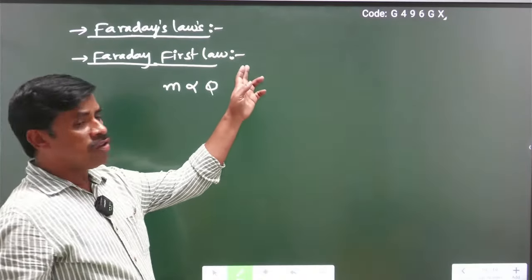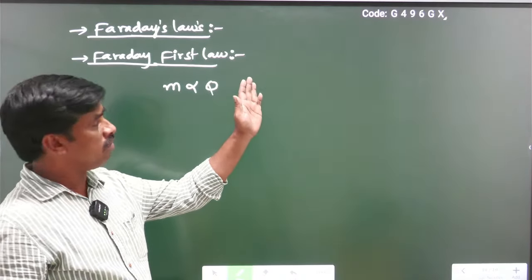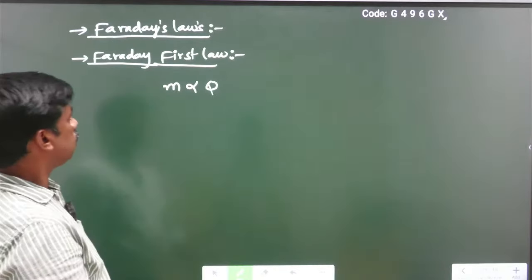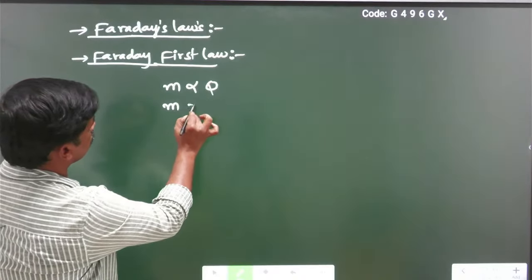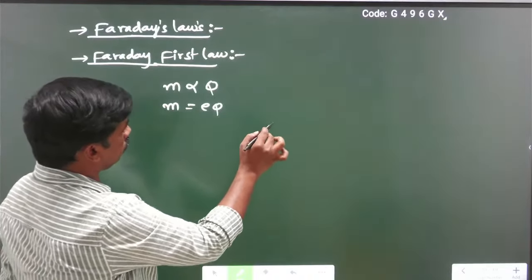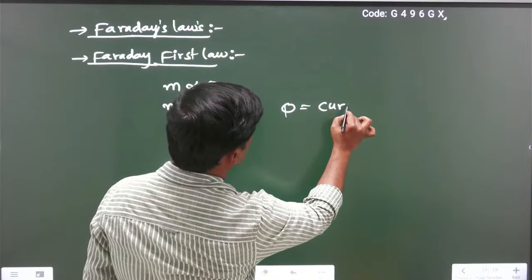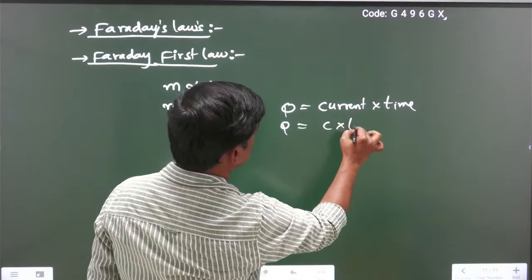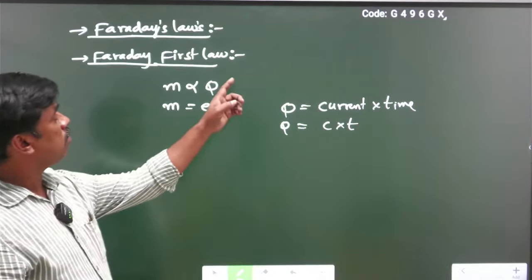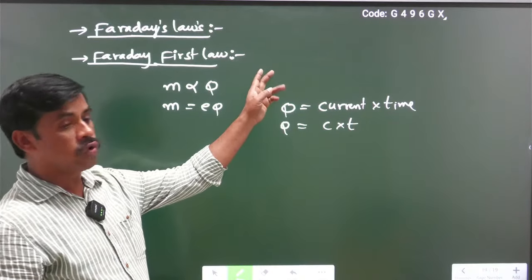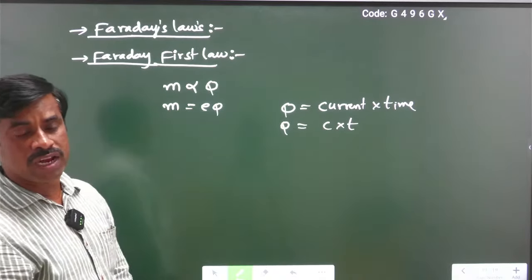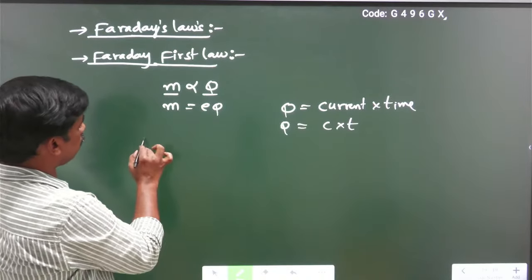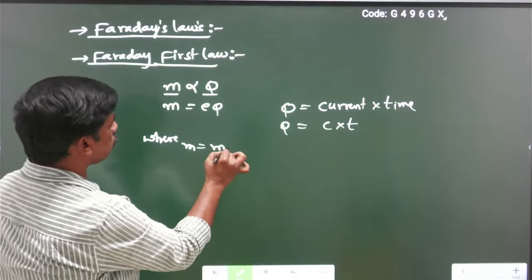The mass of substance deposited at the electrodes during electrolysis is directly proportional to the quantity of electricity passing through it. Here m = EQ, taking the proportionality constant as E. Q, the quantity of electricity, equals current times time: Q = CT. So the mass of substance is directly proportional to the quantity of current, m = ECT, where m is the mass of substance.